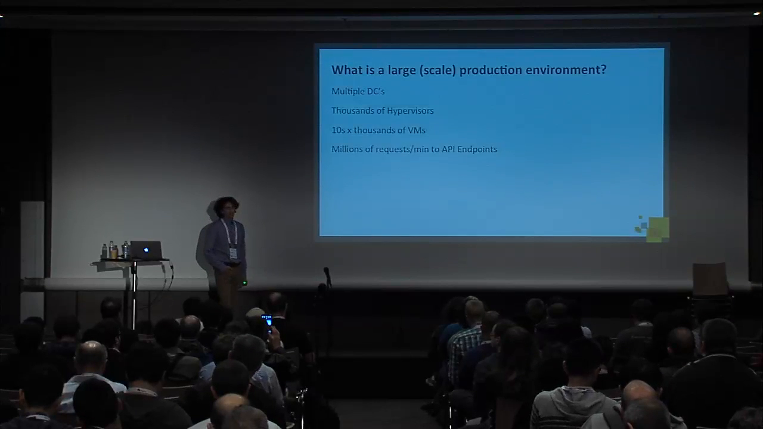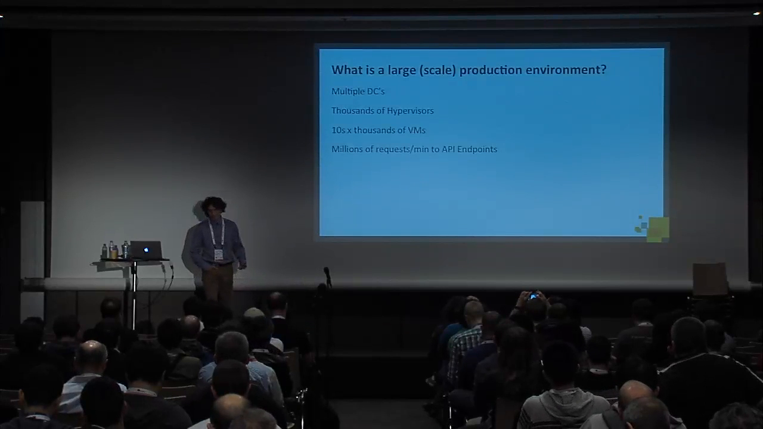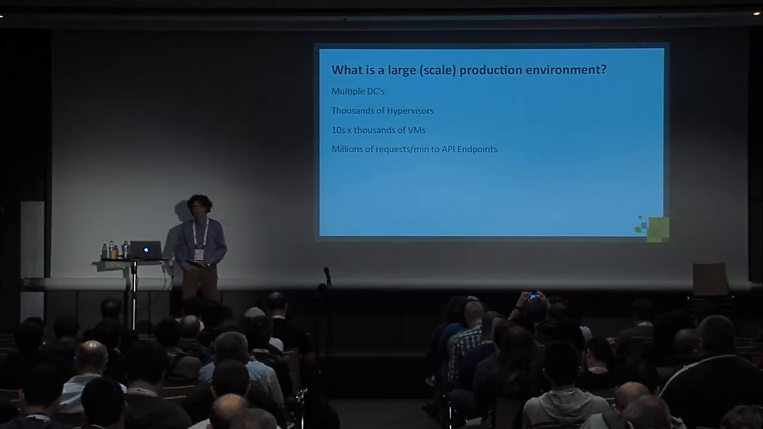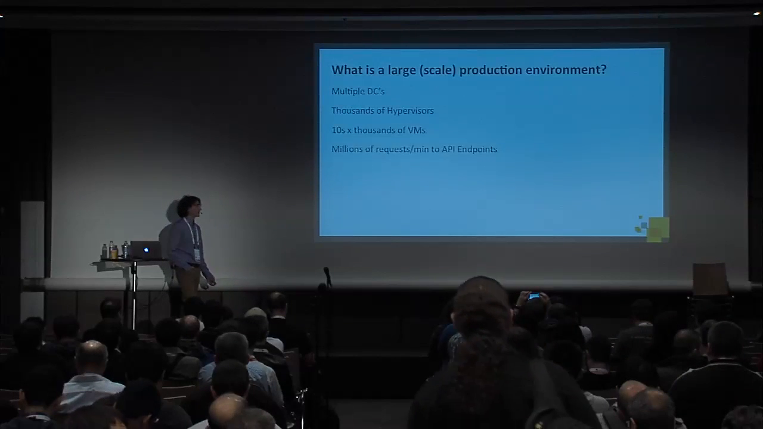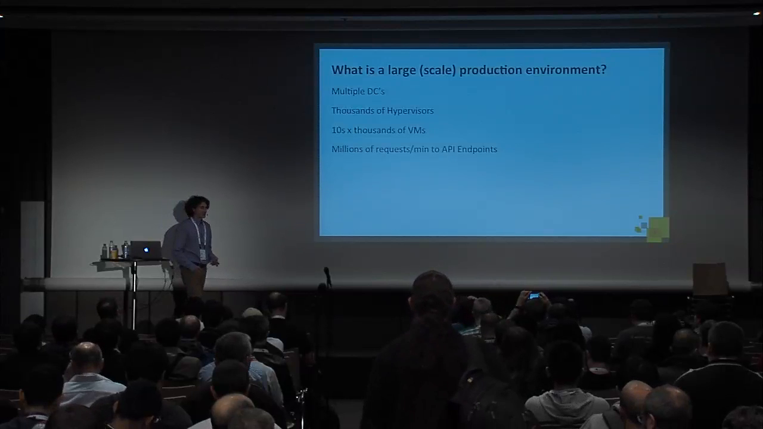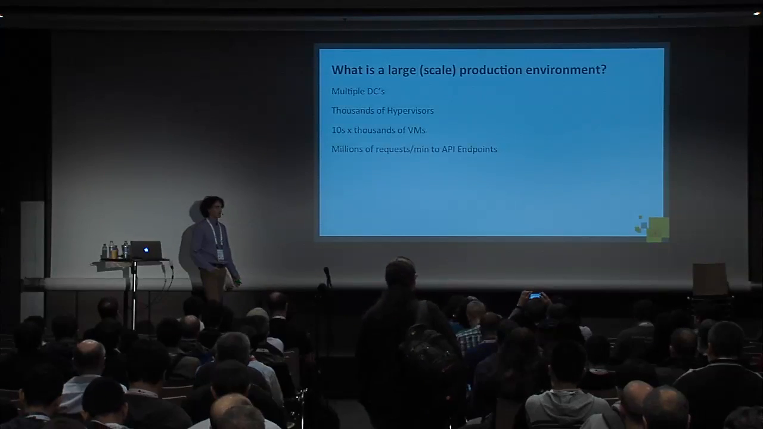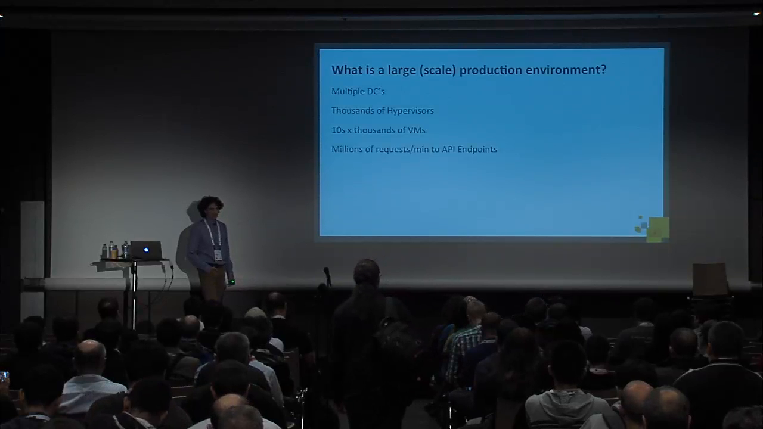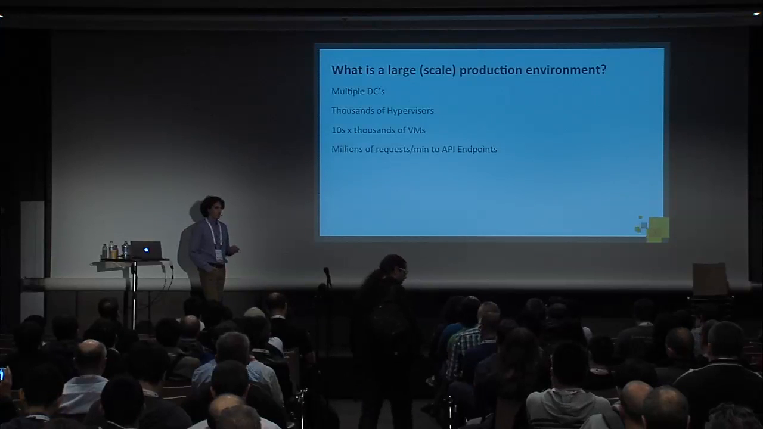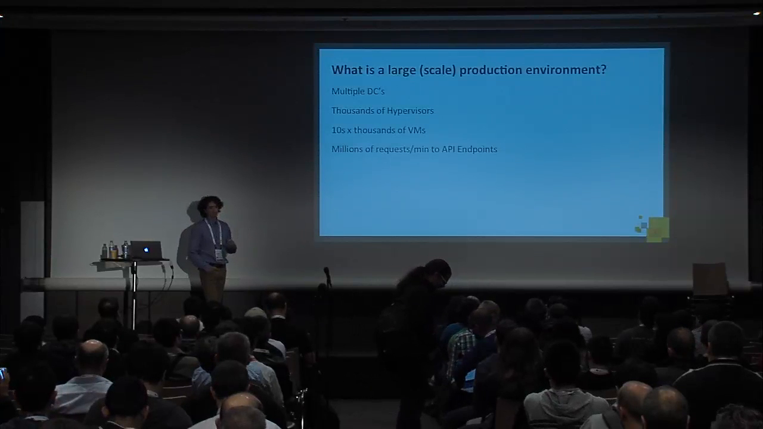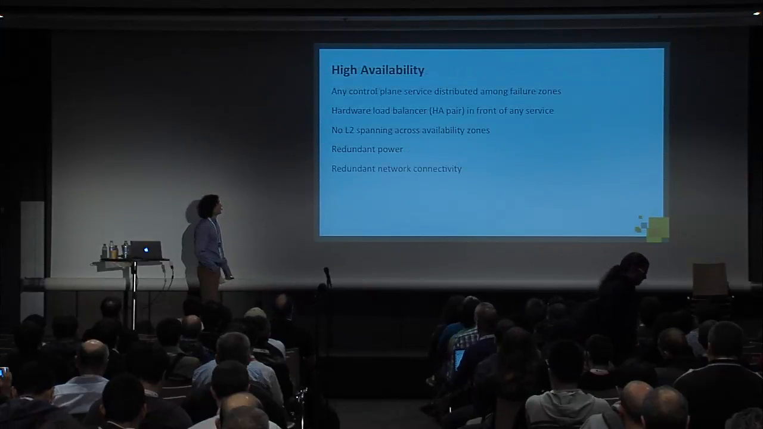Obviously, these numbers will vary based on the sizes of your hypervisors or your VMs. In other words, if your VMs are very large, you're going to have a lower number. Same thing with the hypervisor. A hypervisor that is 12 cores and 64 gig is going to be a lot different than one that has 40 cores and 2 terabytes. So these numbers will vary.